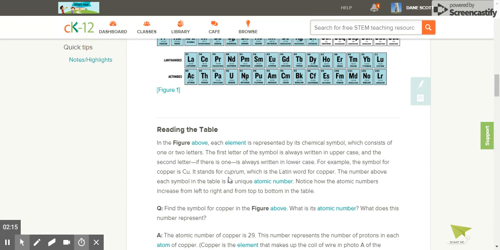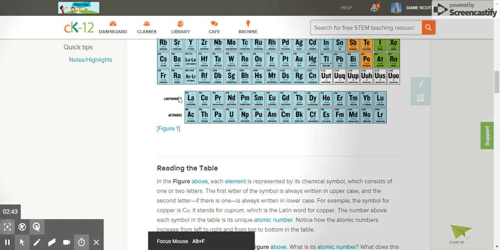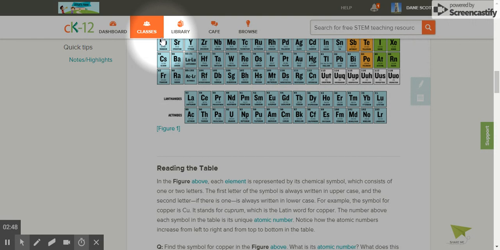In the figure above, each element is represented by its chemical symbol, which consists of 1 or 2 letters. The first letter of the symbol is always written in uppercase, and the second letter, if there is one, is always written in lowercase. For example, the symbol for copper is Cu. It stands for cuprum, which is the Latin word for copper. The number above each symbol in the table is its unique atomic number. Notice how the atomic numbers increase from left to right, and from top to bottom.